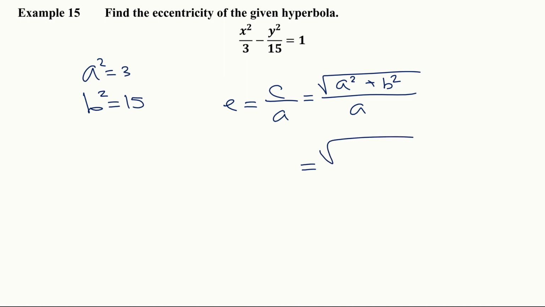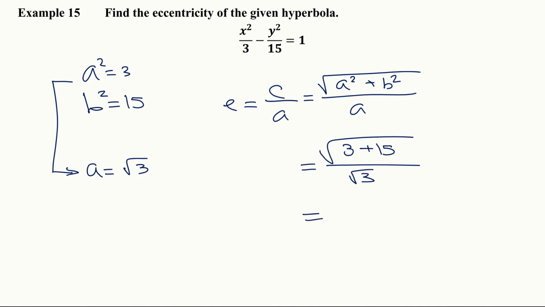So we're going to have the square root of 3 plus 15 all over a, which is of course going to be, if a squared is 3, that means a is going to be the square root of 3. So over the square root of 3, right? So notice that's going to be the square root of 18 over the square root of 3. Since they're both positive, we can go ahead and do this, right? So we get square root of 6.